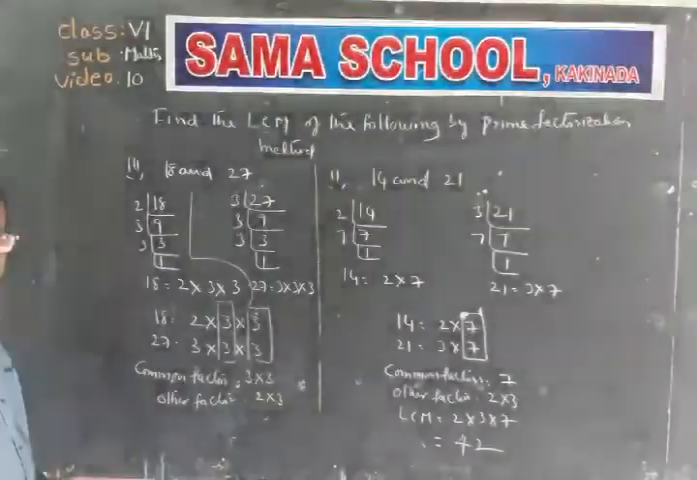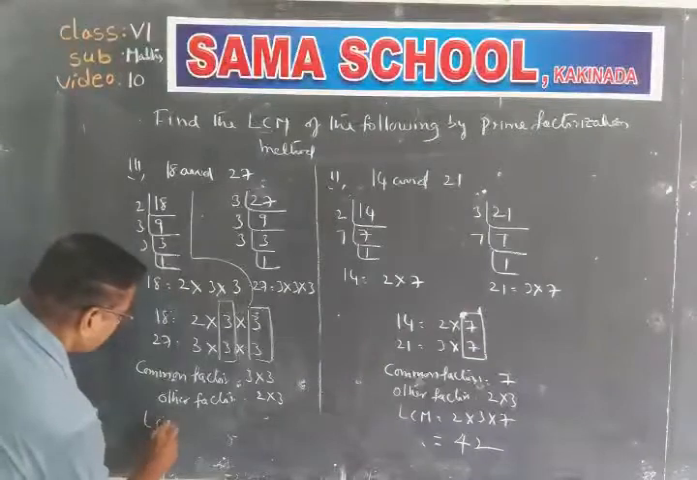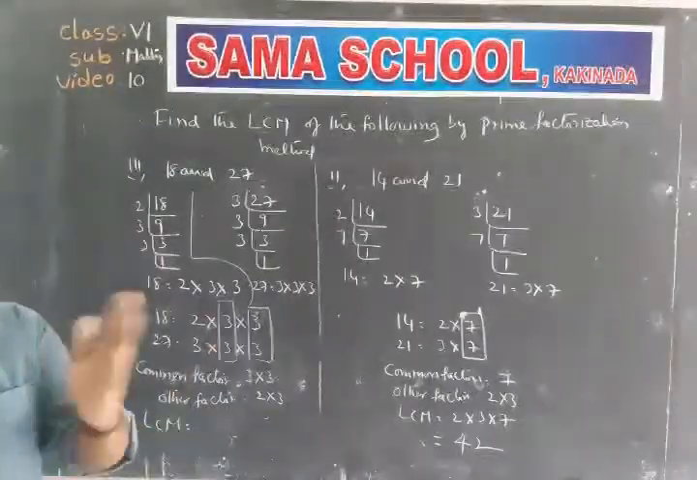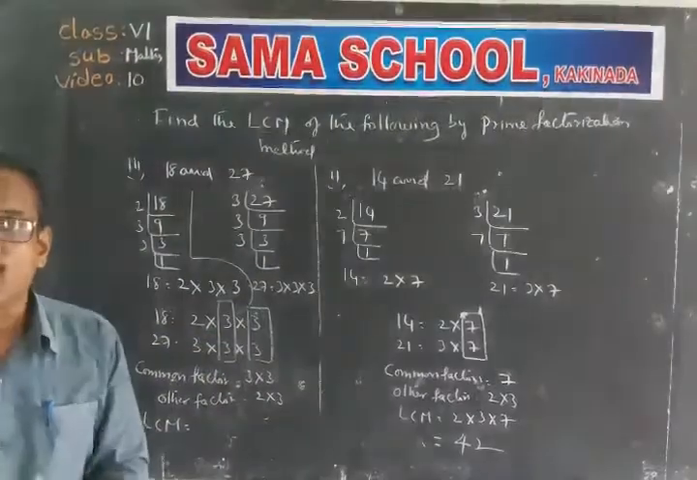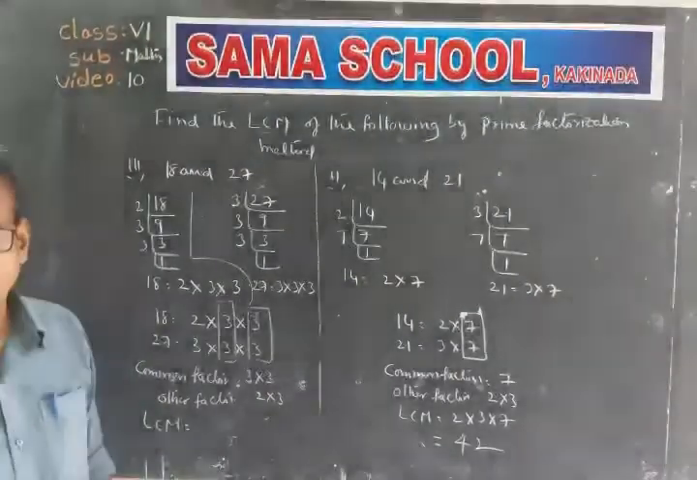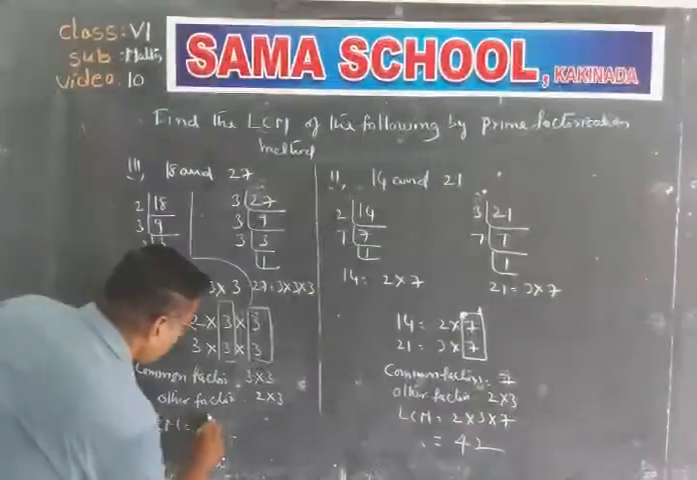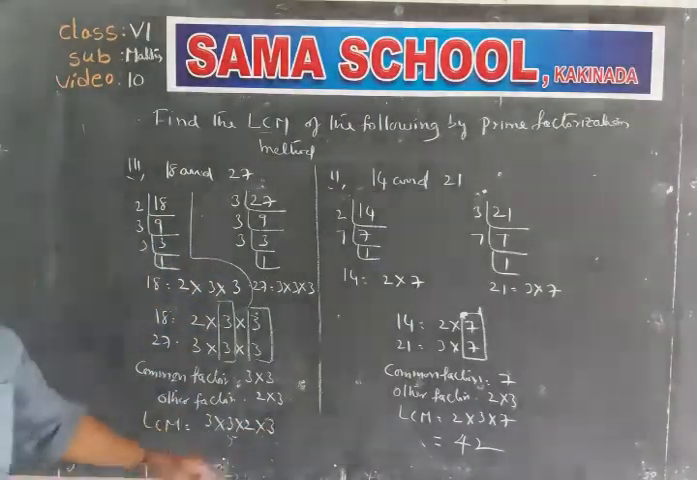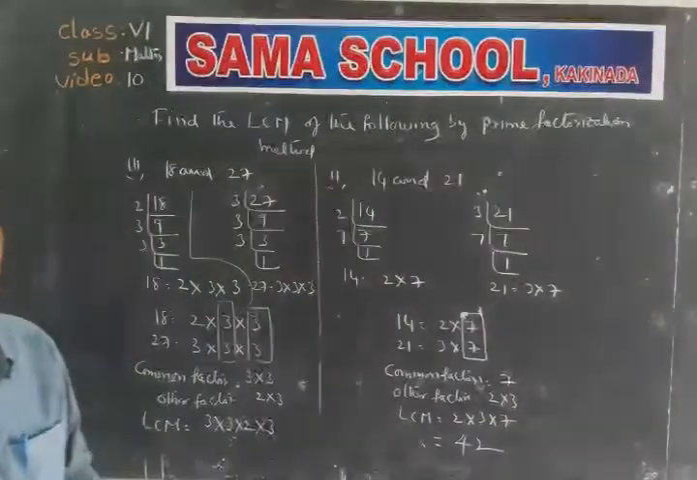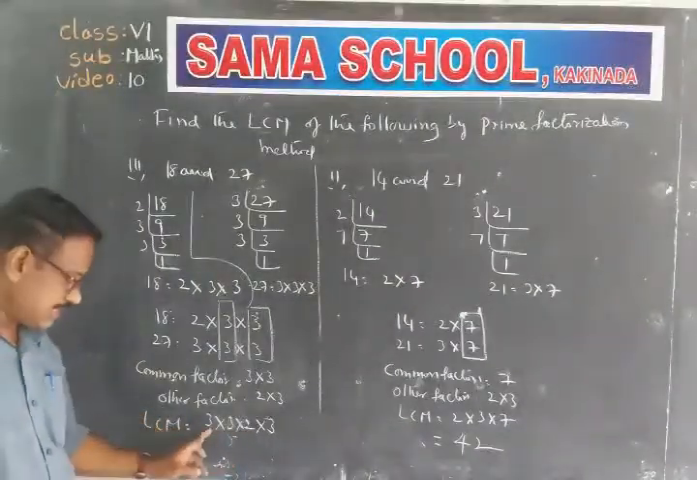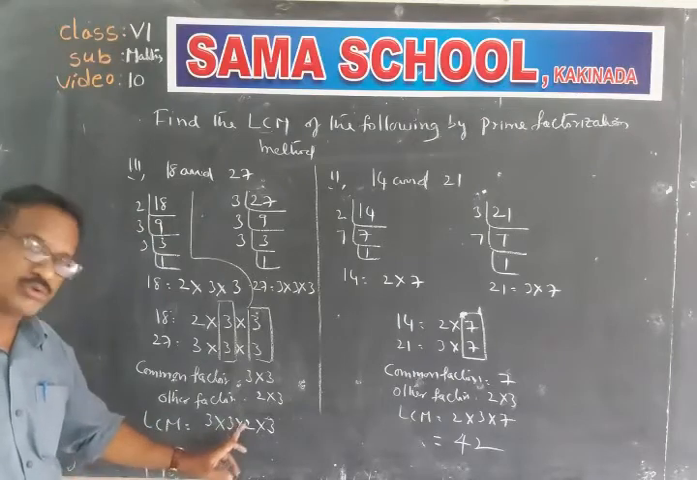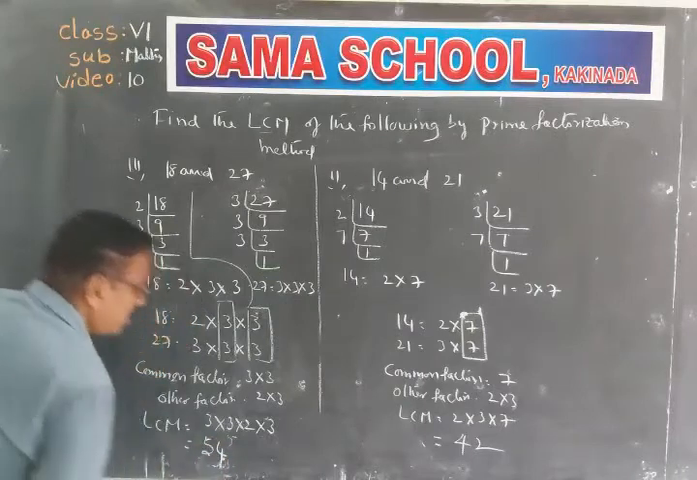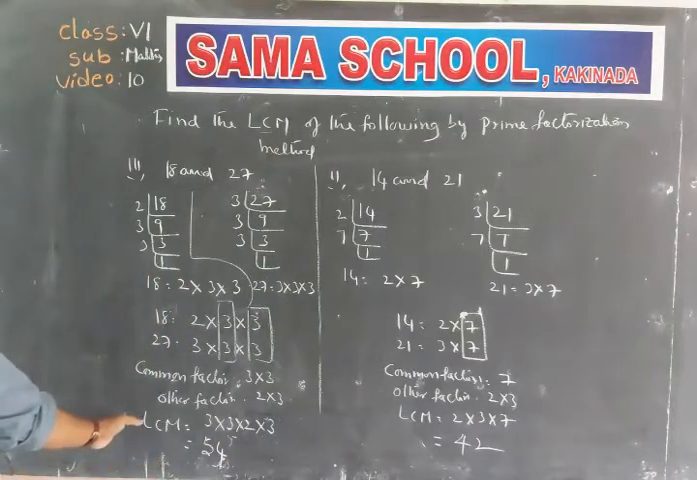So now what to do? LCM is equal to the product of the common factors and the other factors. So 3 into 3, 2 into 3. 3 3s are 9. 9 2s are 18. 18 3s are 54. The least common multiple is 54. That is the LCM. Okay.